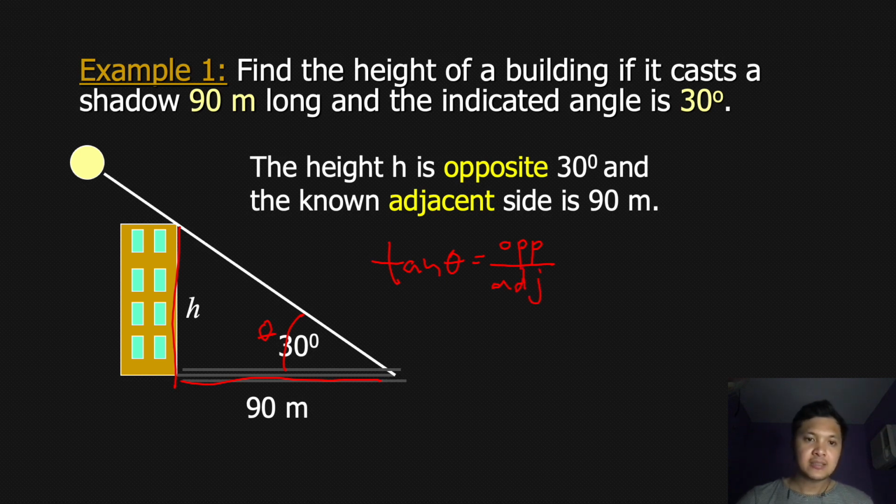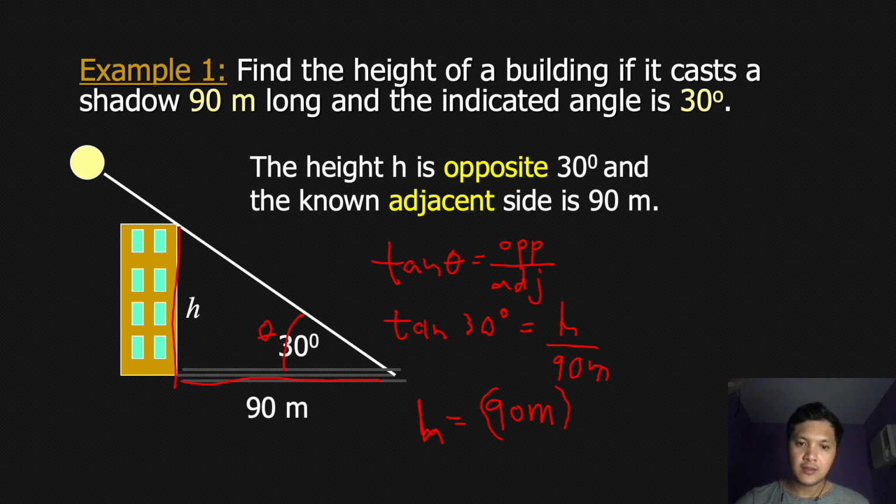Okay, now let's substitute the given values. So tangent theta, or tangent 30 degrees, is equal to the opposite side, which is h, divided by the adjacent side, which is 90. So now to get h, h is equal to 90 meters times tangent 30 degrees, and that would be equal to 52.0 meters. So h is 52.0 meters.